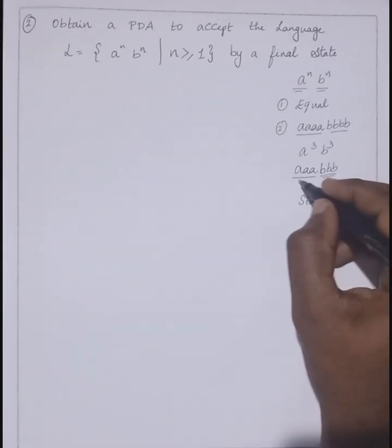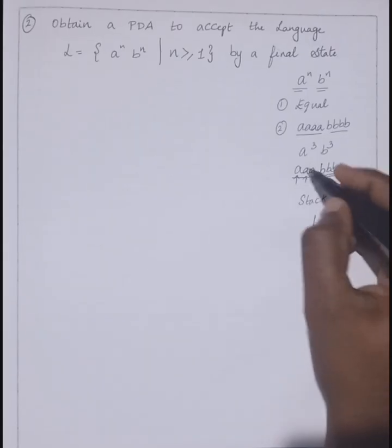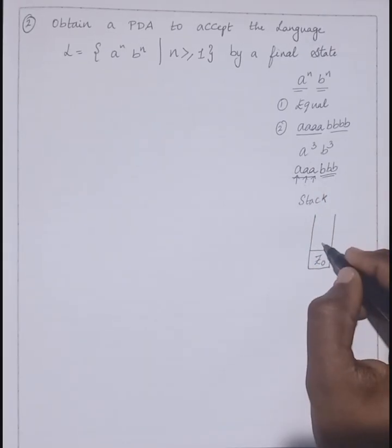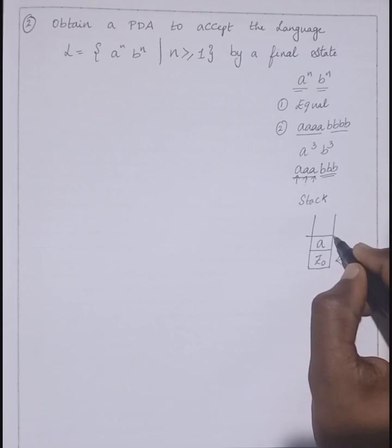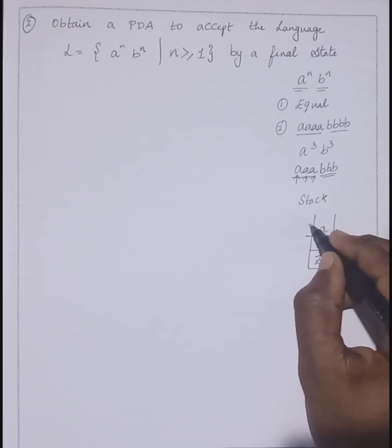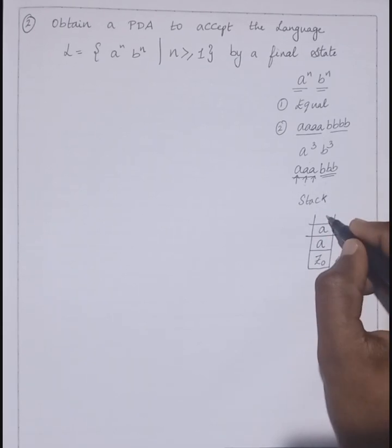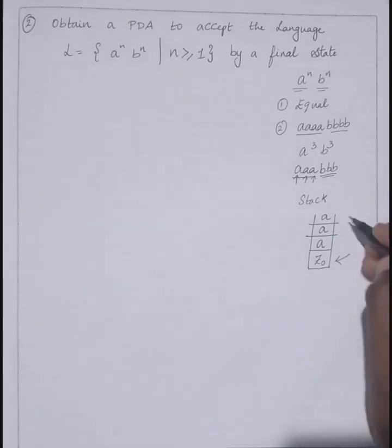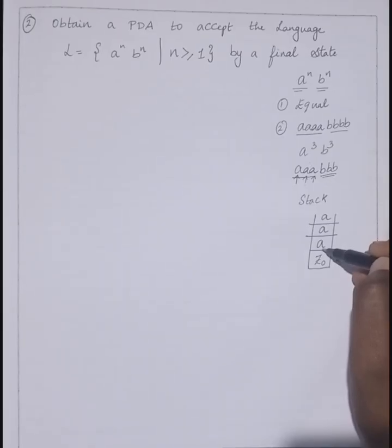Okay, so first, whenever we read the a inputs, we'll keep on pushing them to the stack. For example, a to the power of 3 means we'll receive the first a, we'll push it into the stack. We'll see the second a, we'll push it into the stack. We'll see the third a, we'll push it into the stack. So whenever we see the a input, we push all the a's into the stack.